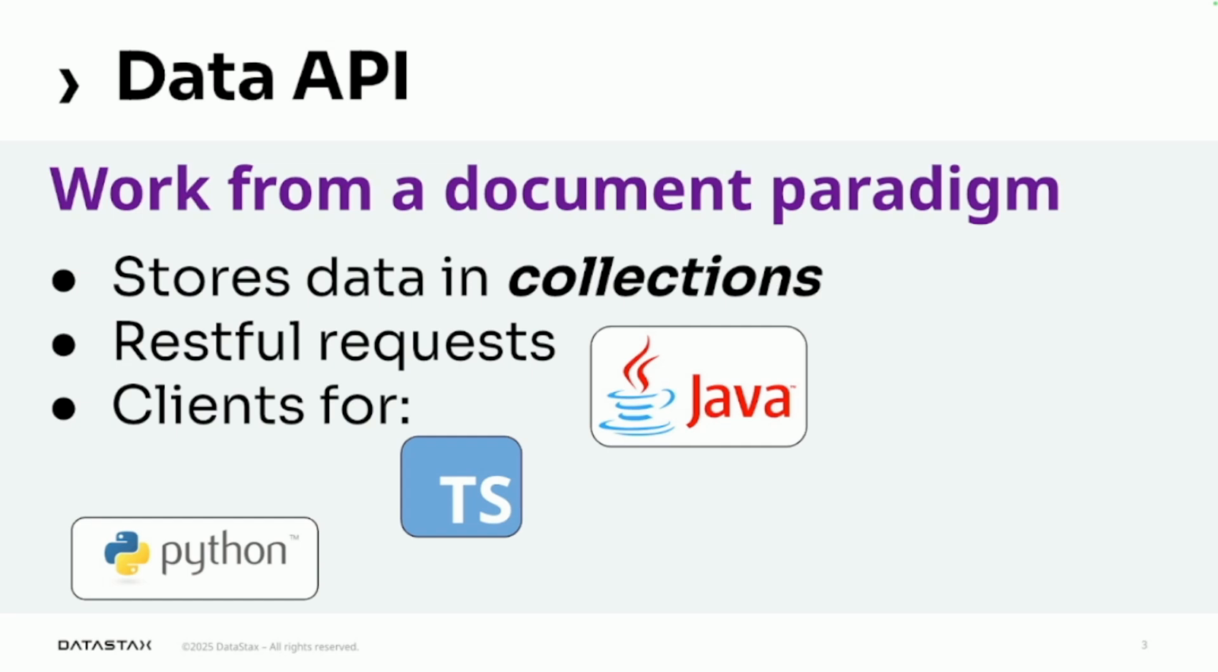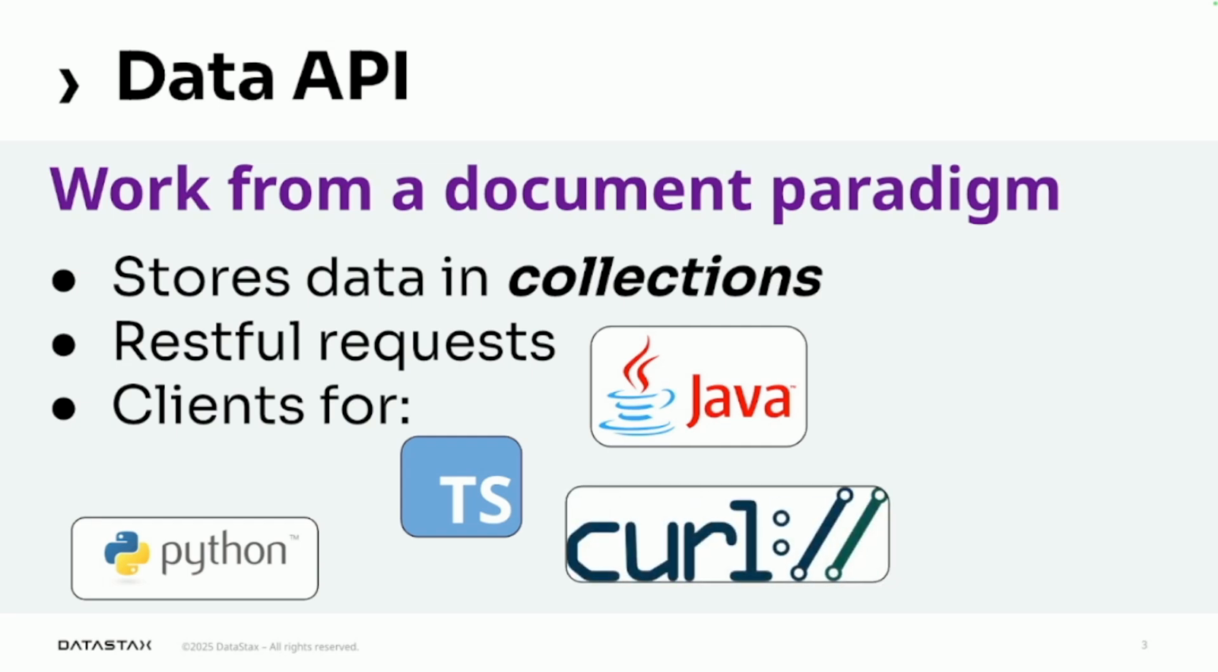You can work with the Data API by making RESTful requests using either Java or TypeScript or Python, and you can even use curl from the command line if you want to as well. All in all, this makes it so that if you have a document problem that you need to solve, you can still do it with a Cassandra-based database.